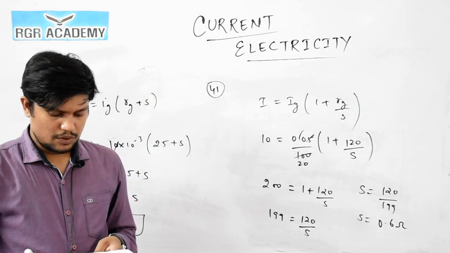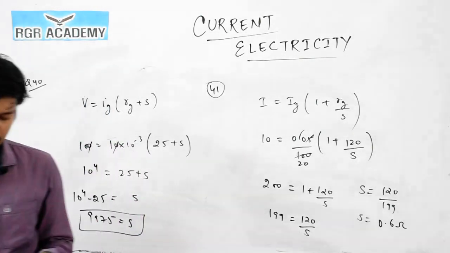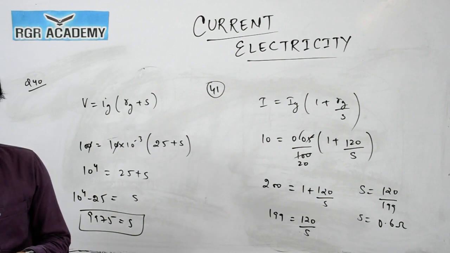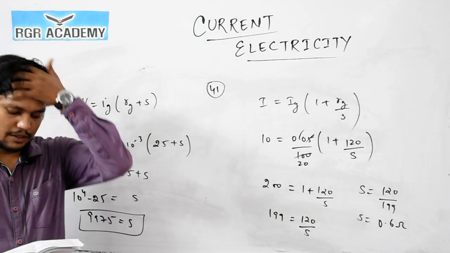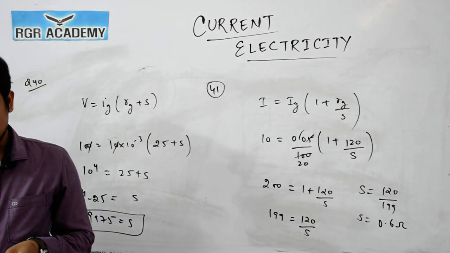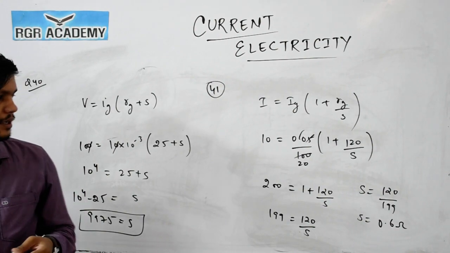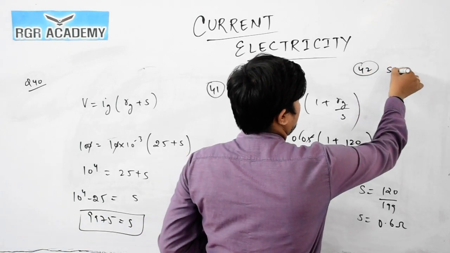Question number 42 is based on statements. Electric bulb glows immediately when the switch is on. That is correct. As we can observe, when you switch on, the electric bulb will glow immediately. The second statement is, in a metallic wire the drift velocity of electron is very high. So the first statement is correct.